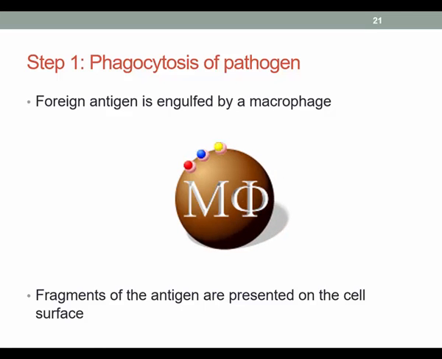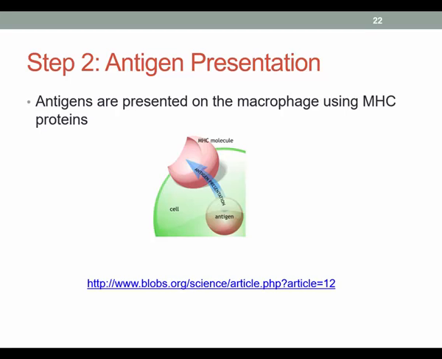Number one, a pathogen is engulfed, and there's this little dude with the eyeballs here, by a macrophage, a white blood cell. And the antigens that were on the surface of the pathogen, the red, the yellow, and the blue balls, are placed on the surface of the macrophage in the MHCs. Remember, the MHCs are your self-name tags, but they also have a job. They present the antigens.